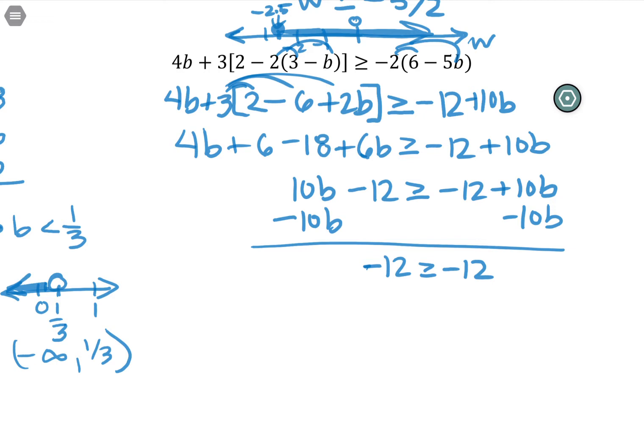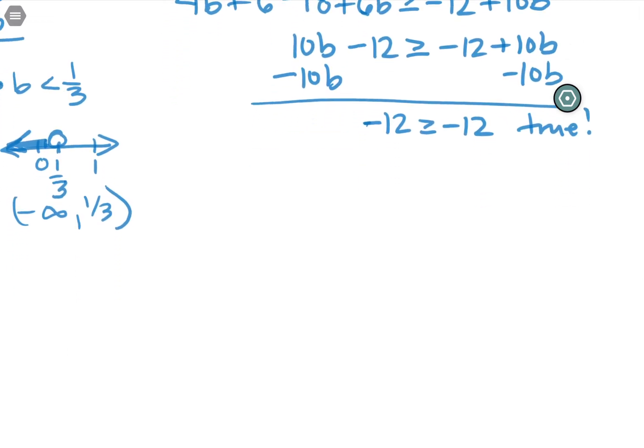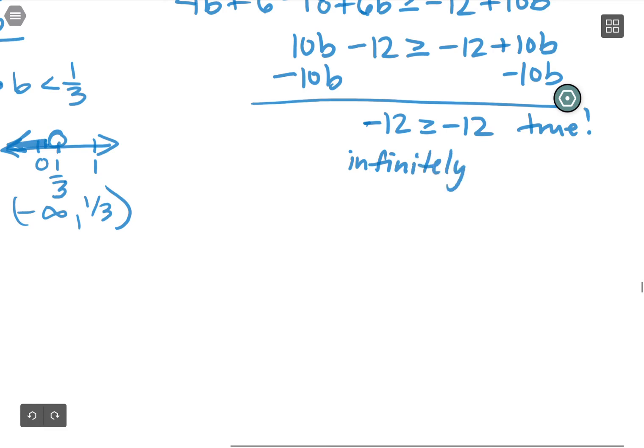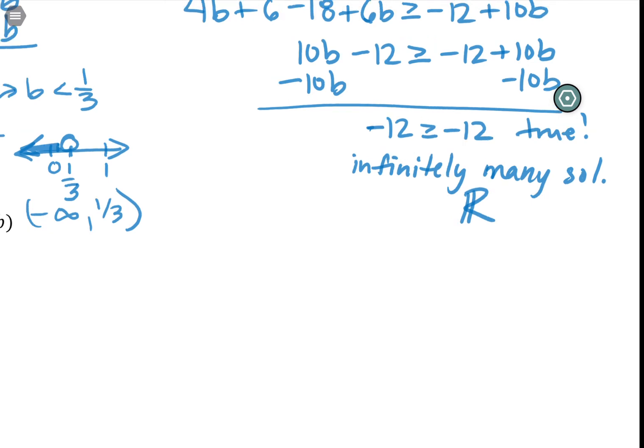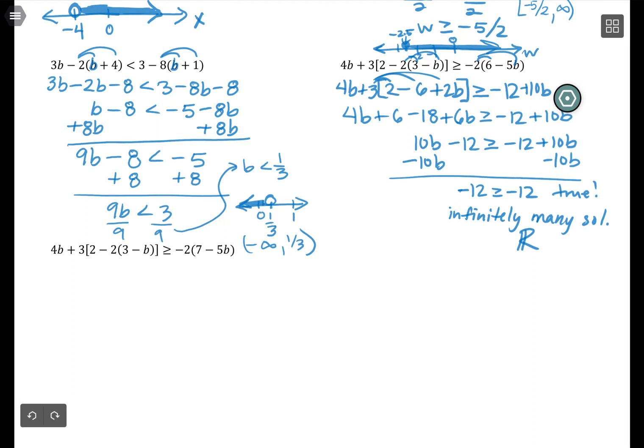Is it true that -12 is less than or equal to -12? And the answer is yes, that's a true statement. You don't have to write true, but that's what I'm checking out. If it's a true statement, that means no matter what b you choose, it's always true. So this is one of those where you'll say infinitely many solutions, or you can say all real numbers would work for that one. Whatever b value you choose, you'll have a true statement. So that can happen with inequalities just like it can happen with equations.